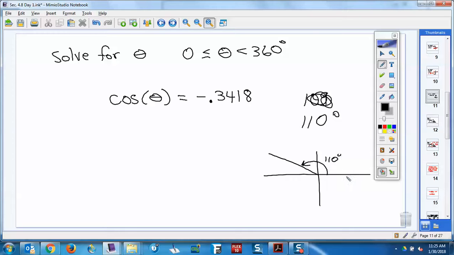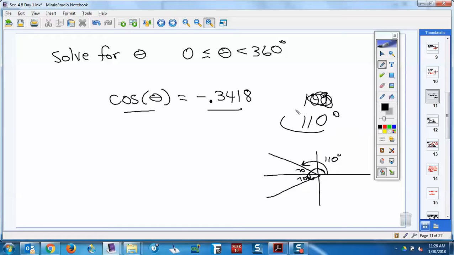That's one answer. What other quadrant are we in? Where is cosine negative? Quadrant 2 and quadrant 3. So that means we'd have another answer down here. Now what is that? Well, here's where reference angles come in. If this is 110, what's this little guy right here? 70? So doesn't that mean this would be 70 right here? It would. And so how much is that?